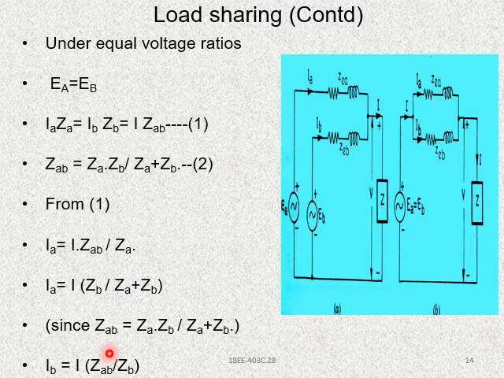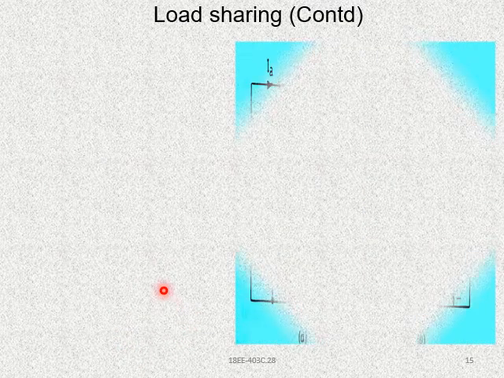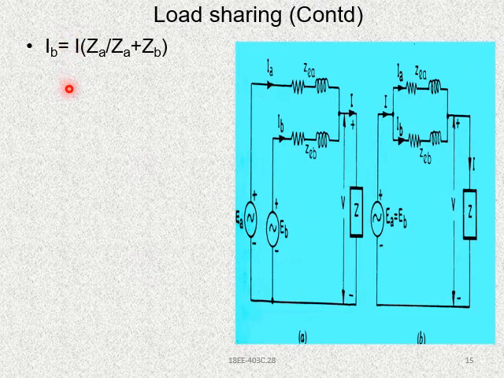In the similar way, IB is equal to I into ZAB by ZB. From this case, Ia is equal to I into ZAB by ZA. So similarly, IB is equal to I into ZAB by ZB. Again, substituting the value of ZAB in this equation, you will get IB is equal to I into ZA by ZA plus ZB.